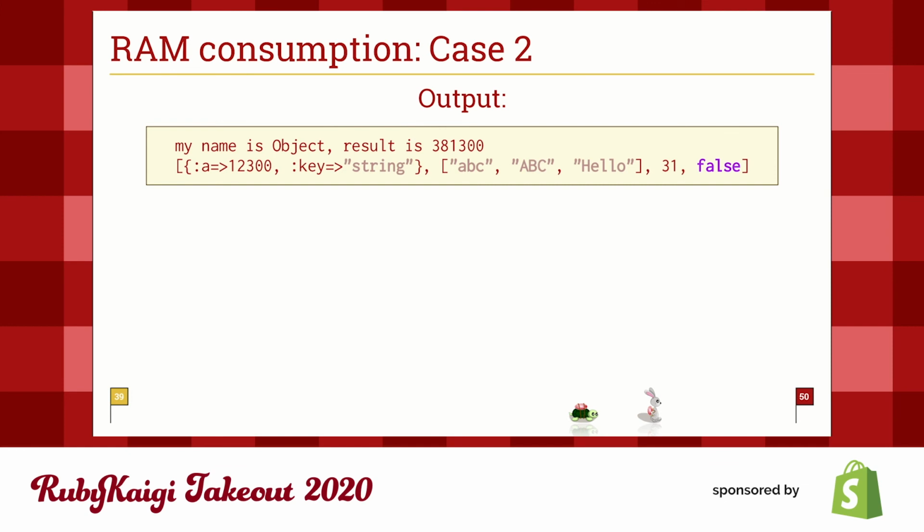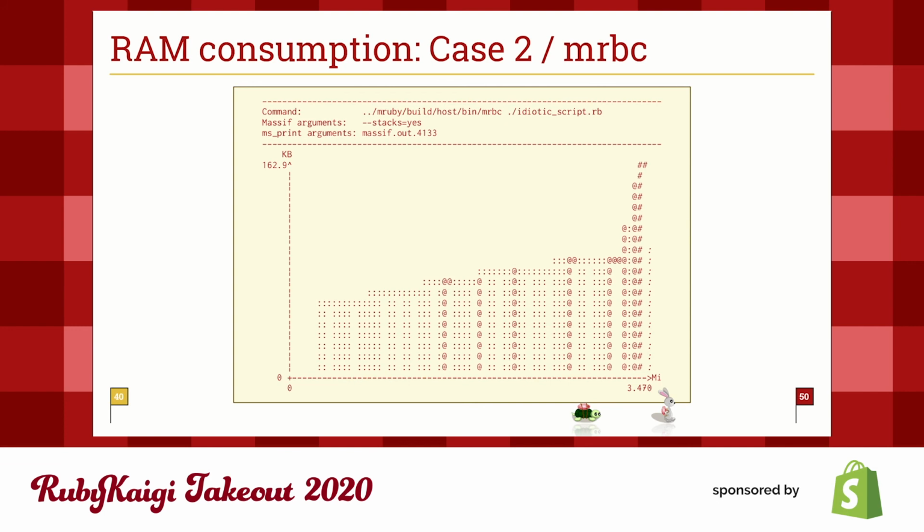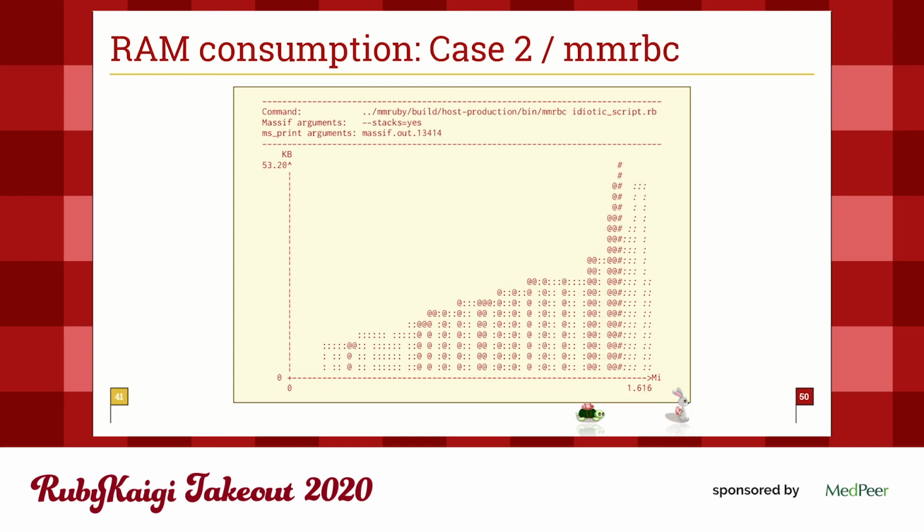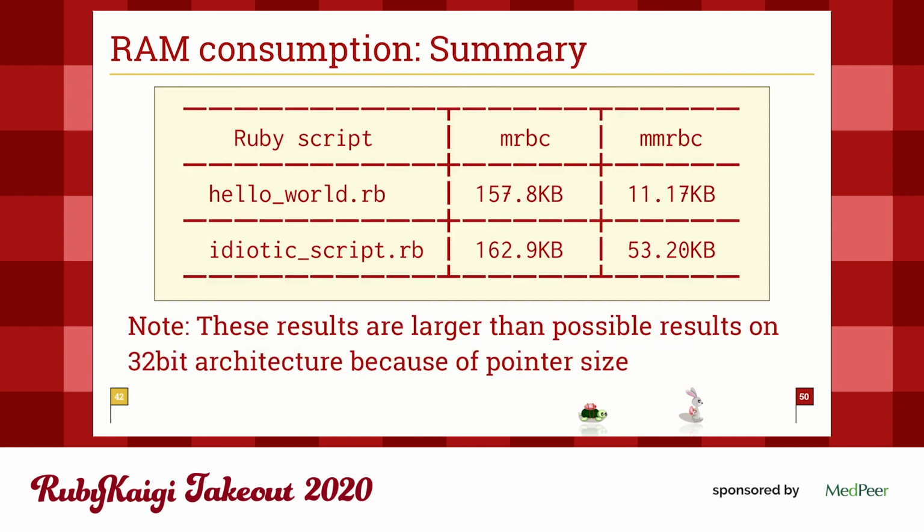In case 2, we're going to compile a little bit larger script. This is the result of that script. mrbc used 162 KB. mmrbc used 53. It turns out that mmrbc seems to have a good chance to run on a one-chip microcontroller, I think. But at the same time, I think I still have to make improvements in memory efficiency.